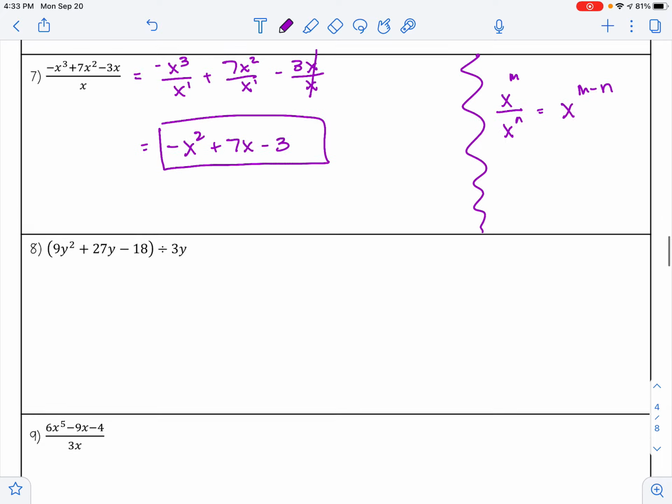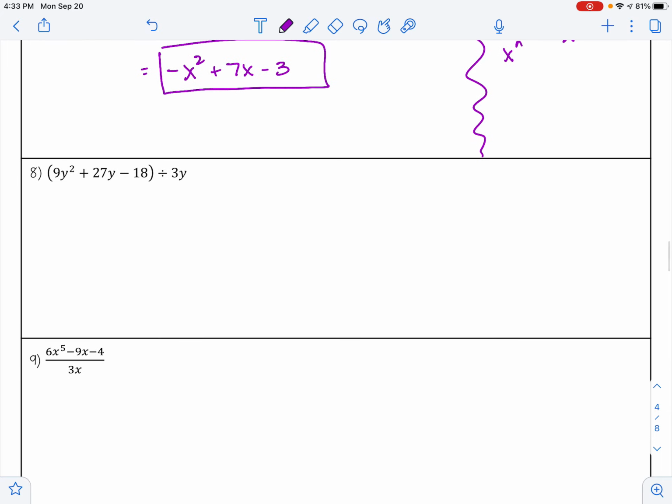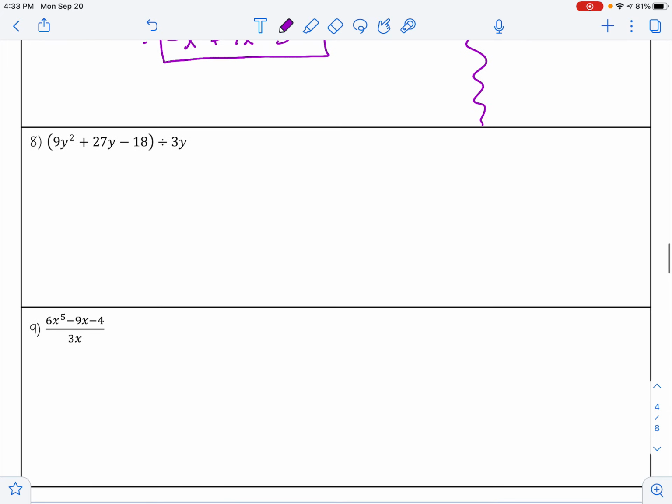On example 8, we have 9y squared plus 27y minus 18 being divided by 3y. So again, you're just going to divide each of those terms by 3y. 9 divided by 3 is 3. Y squared divided by y is y. 27 divided by 3 is 9. And then y divided by y is 1. Just like how 5 divided by 5 is 1, or 2 divided by 2 is 1.